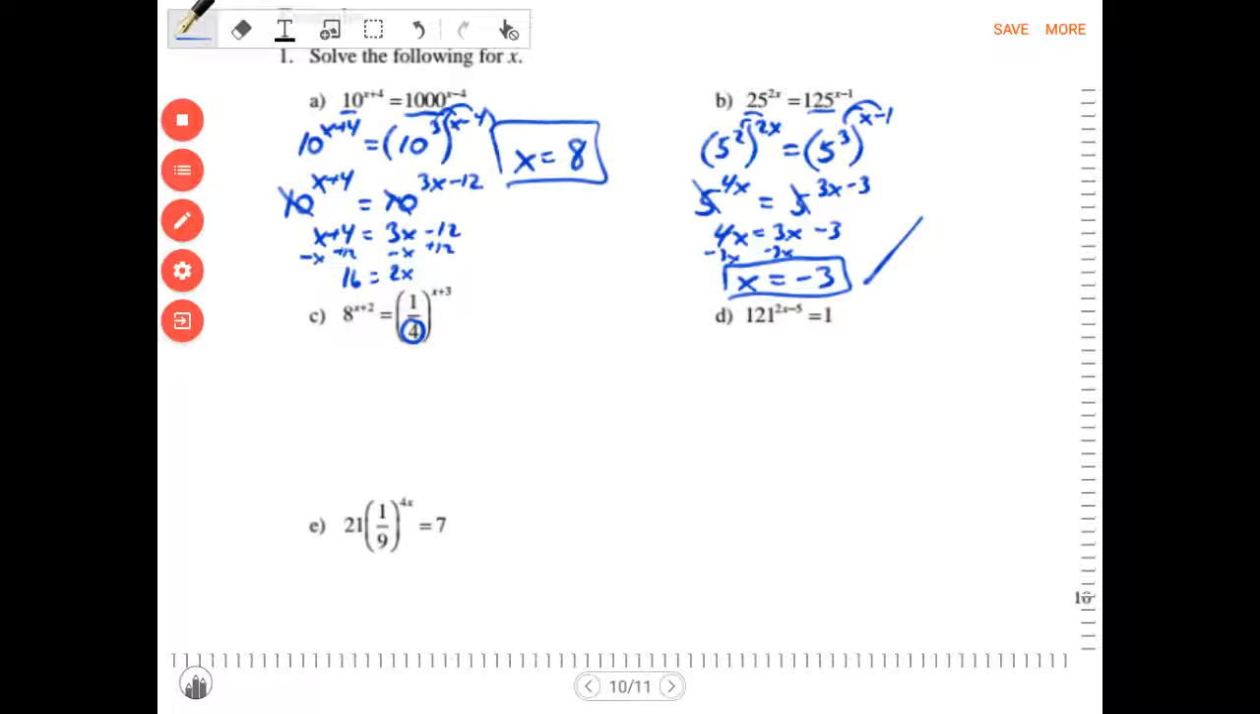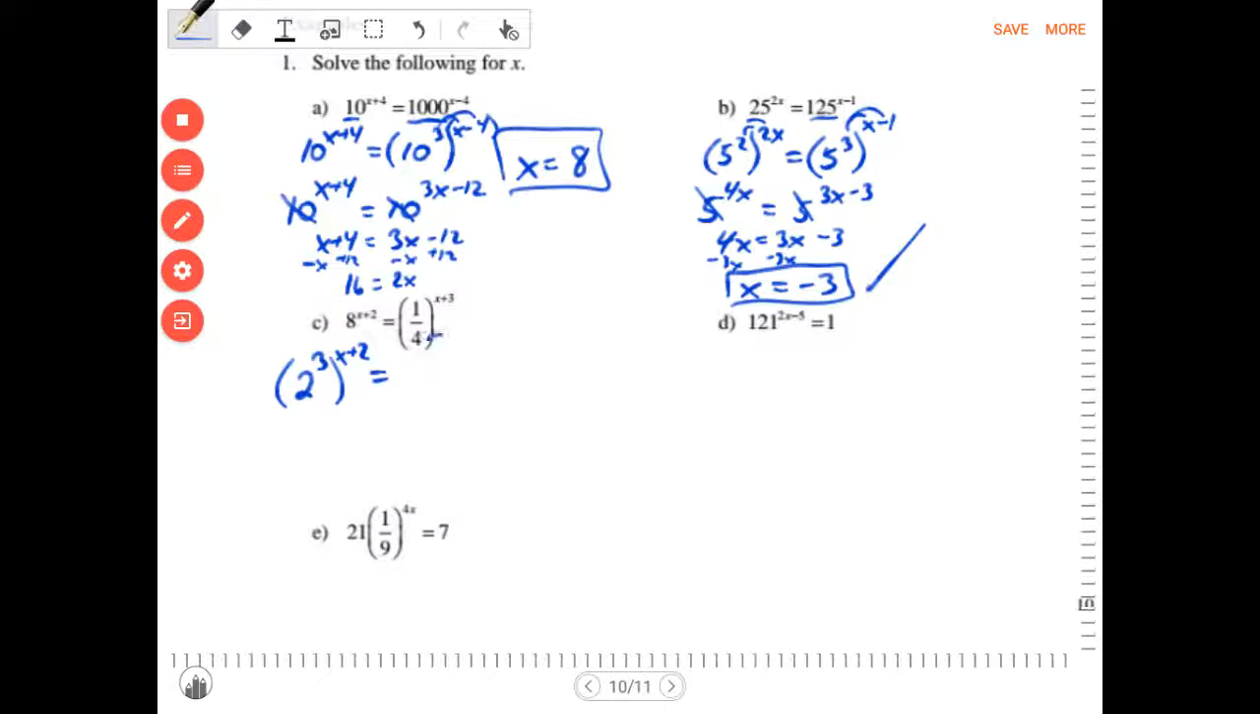We're looking at the 4 and the 8. We're trying to figure out a common base for those, and of course, that common base is 2. So 8 is 2 cubed, so 2 cubed to the x plus 2. Now, 4 is 2 squared.